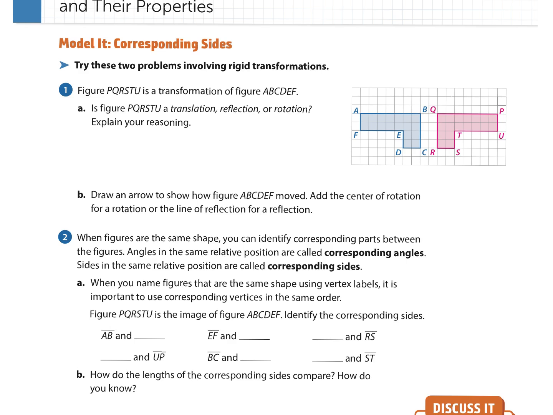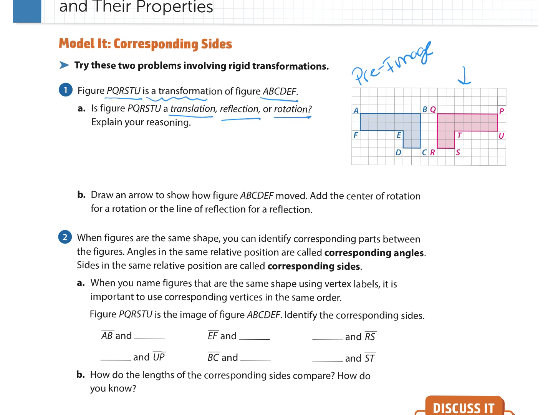Okay, so let's get into session 2, and we're just going to talk about the most important parts that we covered in class. So starting with this model, we have figure PQRSTU, which is our red one, and they're saying it is a transformation of figure ABCDEF. ABCDEF is our pre-image because this is the one that came first, okay? So the first question is, is this a translation, a reflection, or a rotation?